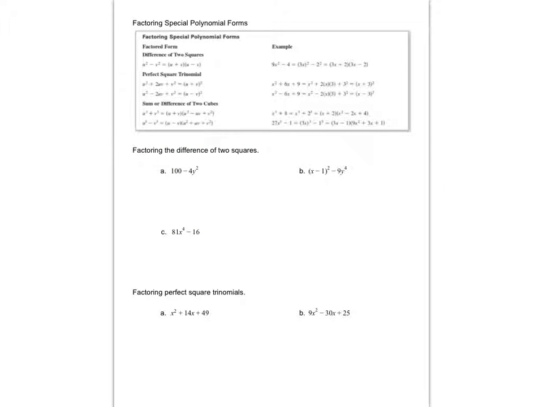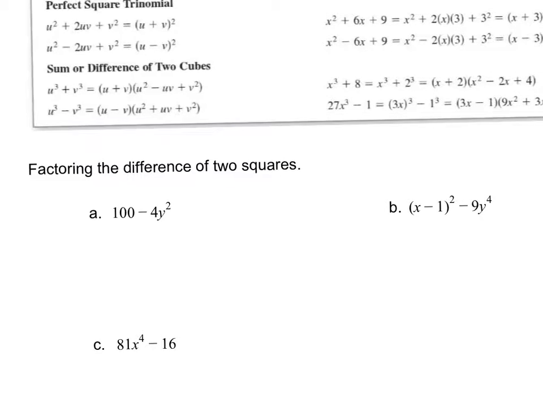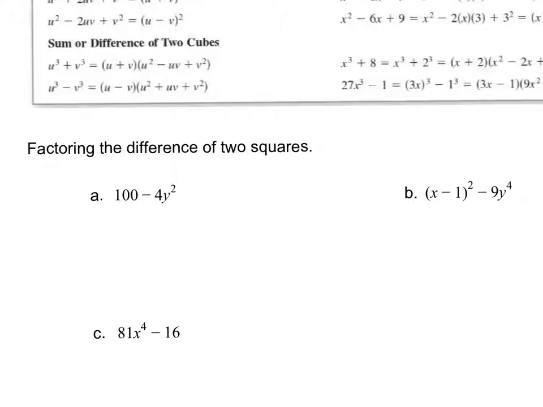All right, now sometimes we may come across what are called special polynomial forms. And so we're going to look at some examples of these special polynomial forms. The first is what we call a difference of 2 squares. And so first thing we need to do is identify that we have a difference of 2 squares. So we know that the word difference means subtract. And so this should be the subtraction of 2 perfect squares. So something like u squared minus v squared.